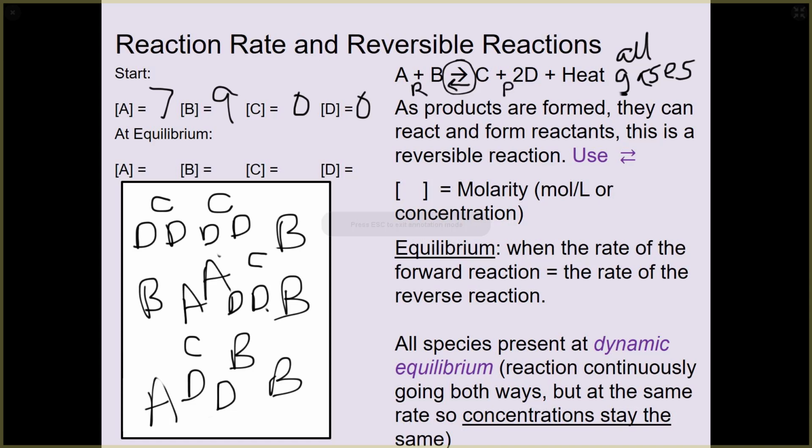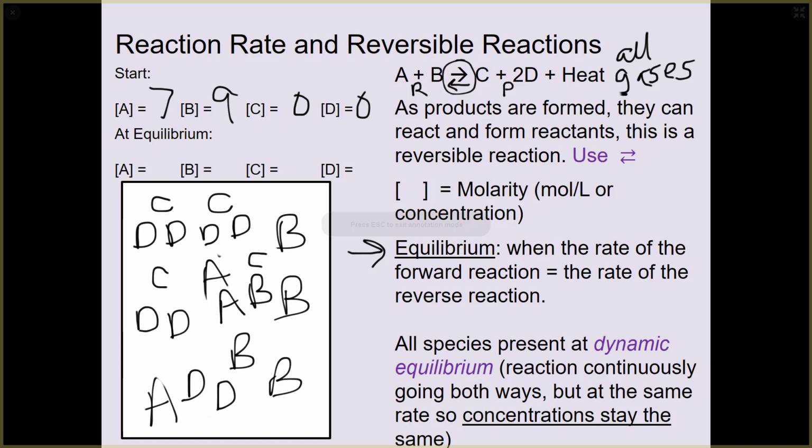So let's do a little bit of that, the reverse reaction. So I have a C and 2 D's collide, and they will form an A and a B. And at the same time, we have an A and a B colliding, forming a C and 2 D's. So this will occur until I reach what's called equilibrium. And equilibrium is when the rate of the forward reaction equals the rate of the reverse reaction. So let's say I'm at chemical equilibrium right now.